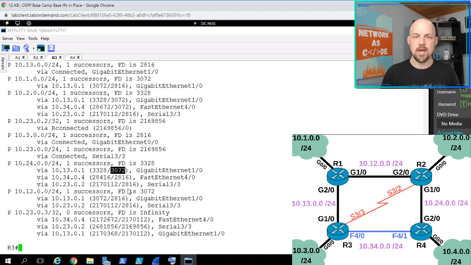Well, I'm 5 plus 10, I'm 15 miles away. Exact same thing here. If router 1's reported distance is 3,000 and my ability to get to you is 256, then my feasible distance, the distance for me to get to this network via router 1, is, in this case, 3328. Okay?